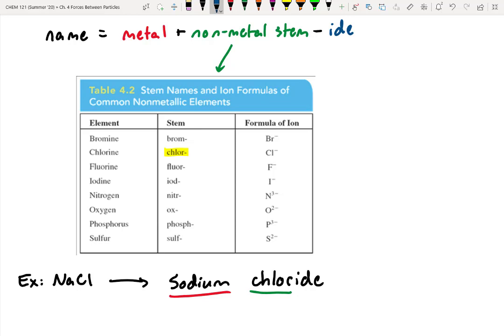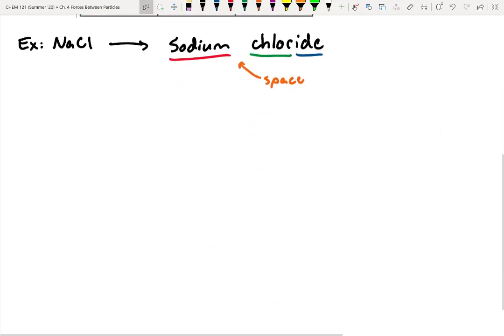And like I said, the IDE is attached directly after the nonmetal stem, but you do need a space between the two. All right, so it's not really that bad naming these. Sodium chloride is actually just table salt. It's something you have in almost everybody's kitchen. So if you want to impress everybody, you can say, "Can you pass me the sodium chloride?" when you're at the dinner table. All right, let's try another one.